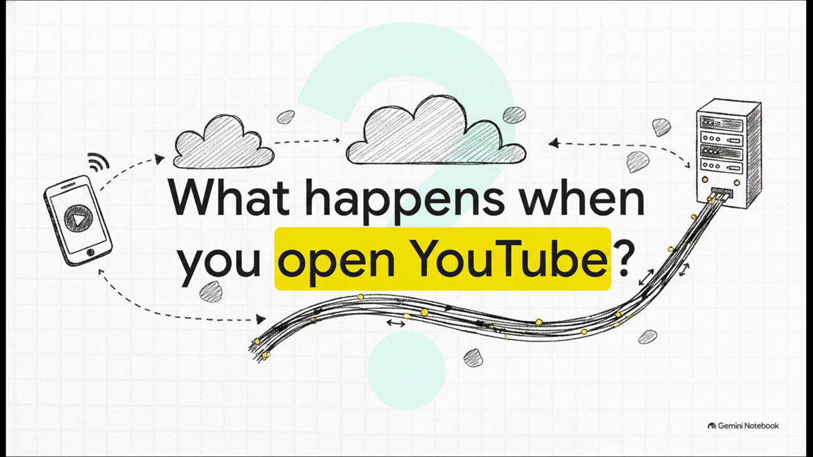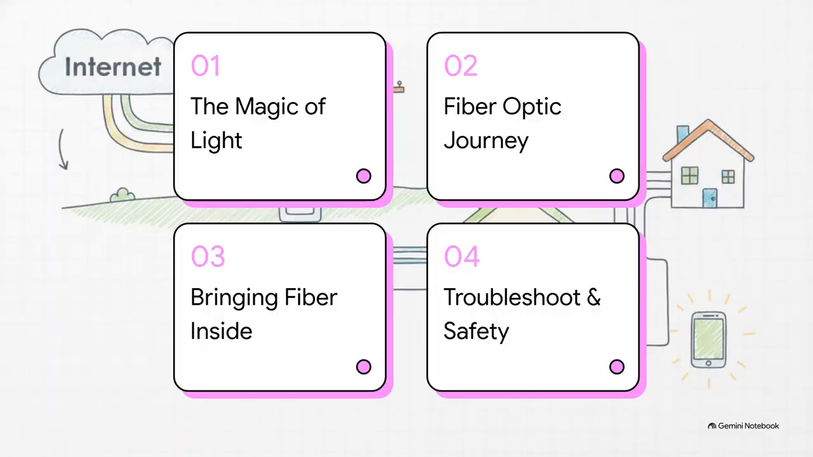But here's the thing, it doesn't do this by magic. It relies on an actual, physical network made of glass. Today, we're tracing the incredible journey of that signal. We'll start with the magic of light, map out the broader fiber optic journey, walk through the actual steps of bringing that fiber inside, and wrap up with troubleshooting and safety.